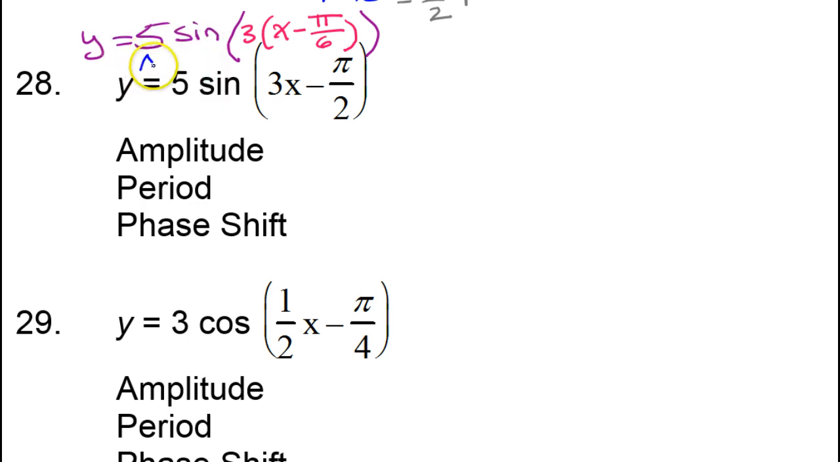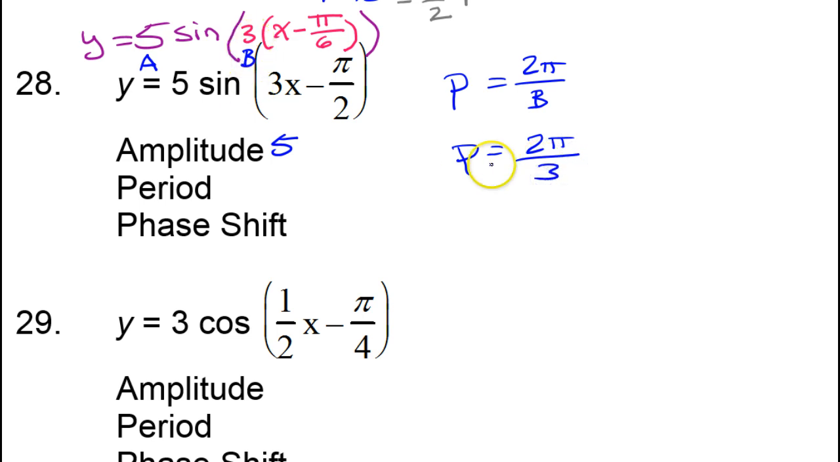So this is my a value right here. So the amplitude is going to be 5. This is my b value. So that will indirectly give me the period. The period is always 2 pi divided by that b value. So that's why the period is going to be 2 pi divided by 3, because the b value is 3. Alright, so the period is 2 pi over 3.